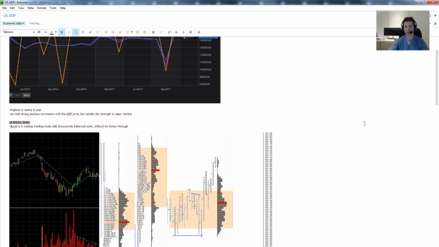Now, why do we do that? Well, it's simple. If you want to become professional at executing economic data, which is a skill in its own, you've got to go through a process of learning what ADP looks like, not just on the data, but also on the charts. Then I go and observe it in the German Bunds. So I look how the German Bund responded.